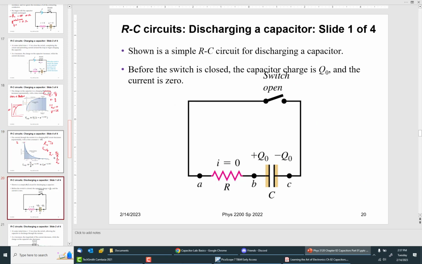Okay. So now, how do we discharge it? Notice that now the capacitor is fully charged. The current is 0. The switch is open. Notice that I used to have the battery here with the plus. So this end of the capacitor is plus, the left side, right? Because that's where the current flowed in.